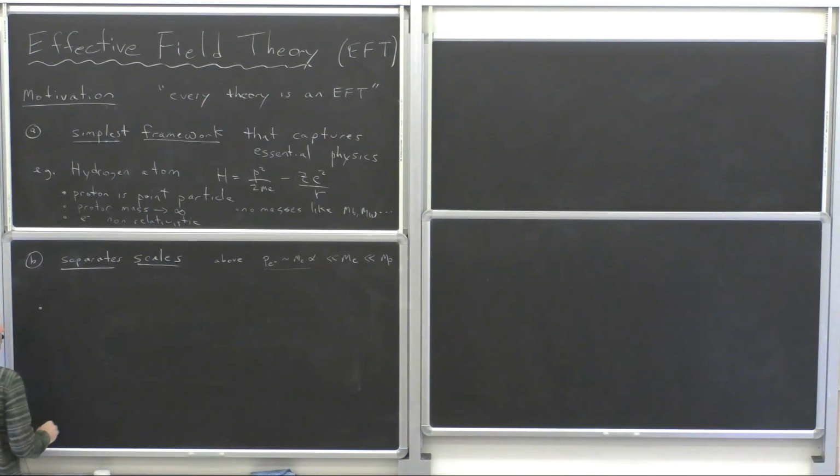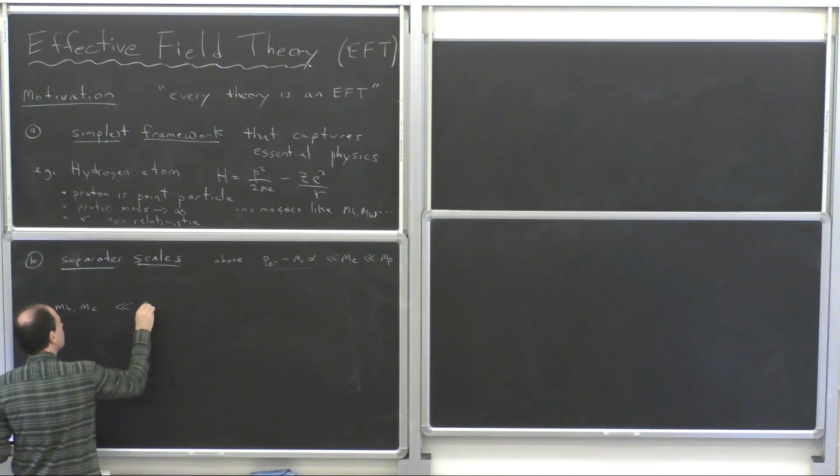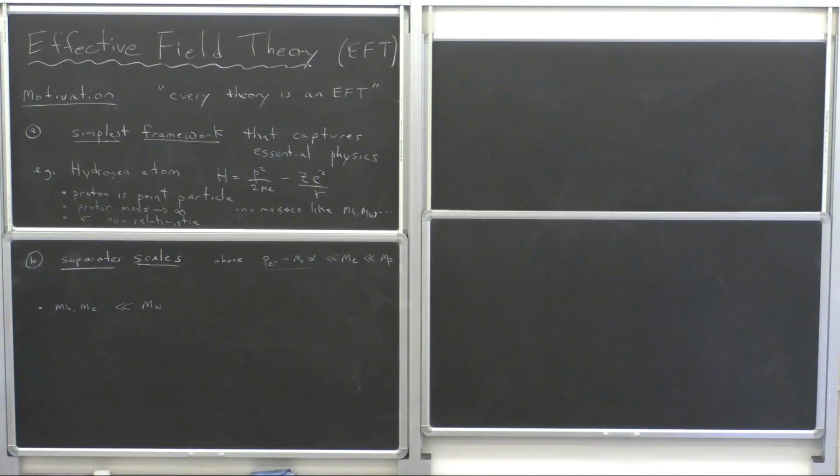Let me give you another example, a more particle physics type example, but a classic one. When we do the standard model for weak interactions, we have transitions between quarks of different flavor. Bottom quark can change to charm quark, etc.